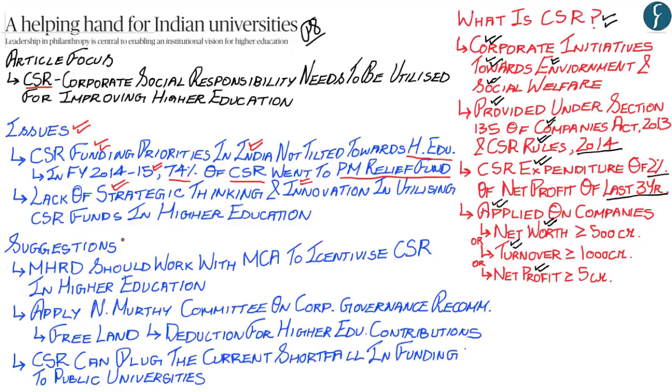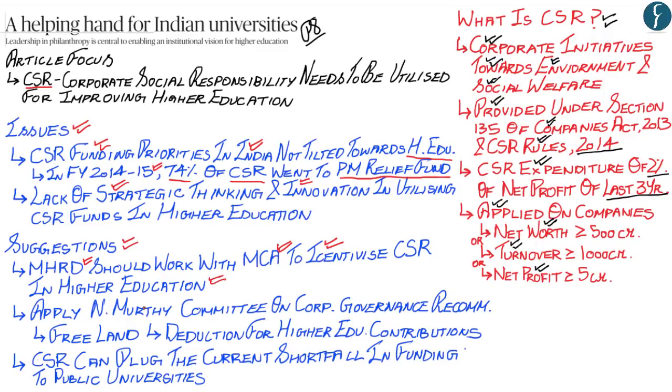Now, the author has given various suggestions on how the Fund of Corporate Social Responsibility can be utilized for improving higher education in India. Now, the first suggestion given by the author is that the Ministry of Human Resource and Development that overlooks higher education in India should work with the Ministry of Corporate Affairs that overlooks CSR, wherein both of them can come up with a roadmap to incentivize CSR funds in higher education.